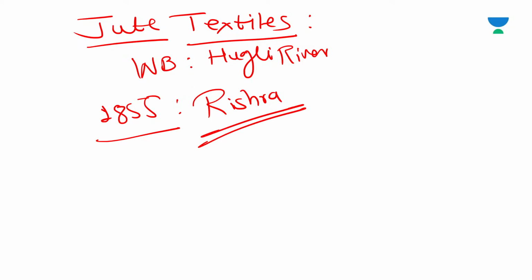After partition in 1947, the jute mills remained in India, but three-fourths of the jute production area went to Bangladesh, that is erstwhile East Pakistan. So understand, the jute mills remained in India, that is in West Bengal, whereas three-fourths of the jute producing area went to Bangladesh.